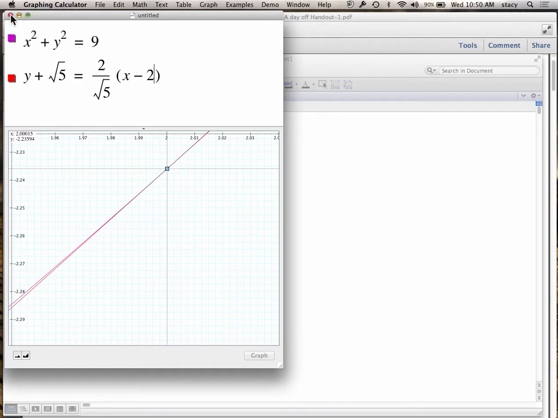Hopefully that was helpful. And hopefully that helps you see a way that you can use a graphing calculator to help you check your work.